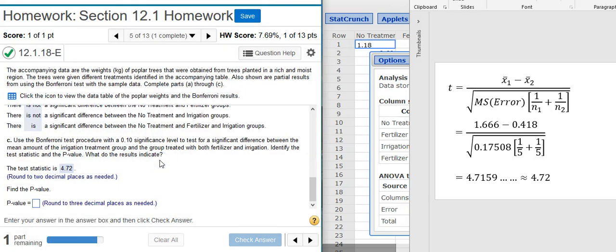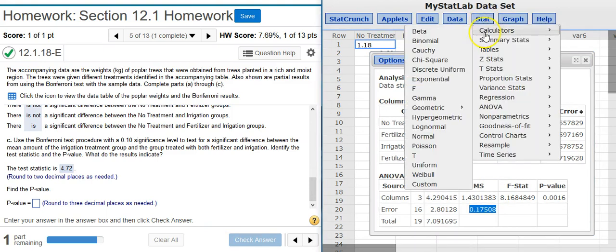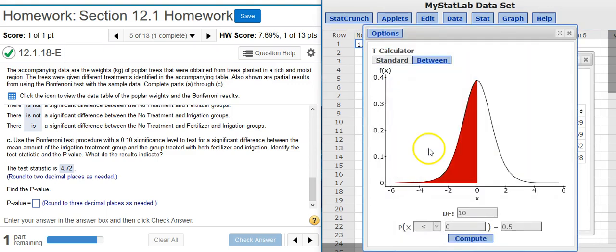Now to find the p-value, I have to go and use actual technology, and the technology, of course, that I'm going to use is StatCrunch. We have to go back to our actual t-distribution to calculate that. Since this is a t distribution, I'm going to go to Stat, Calculators, t. And here, my degrees of freedom. What are my degrees of freedom? Well, technically, the degrees of freedom will be the total number of samples in the whole set minus the number of pairings that we have. But I find it's just simpler just to use the ANOVA table.